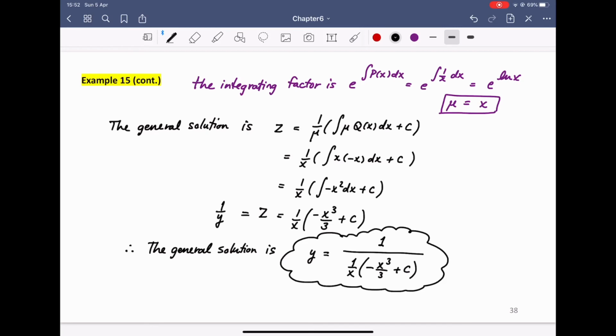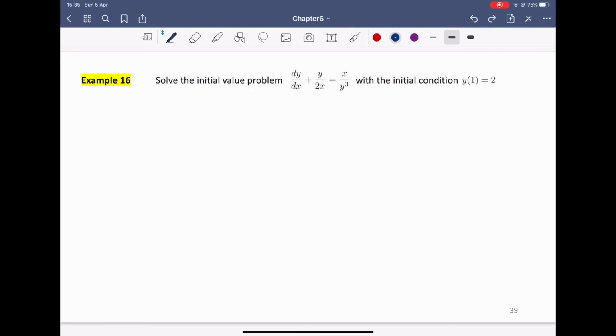So don't forget to convert c back into y as well, because your original question asks for the general solution in terms of y. Alright, so let's move to example 16. Let's do the last example for this chapter.